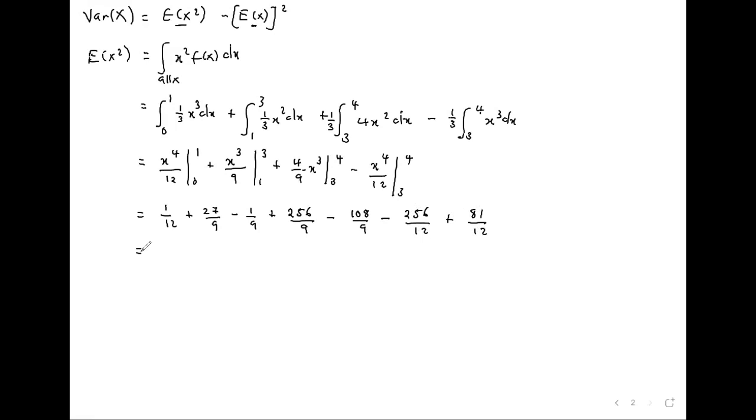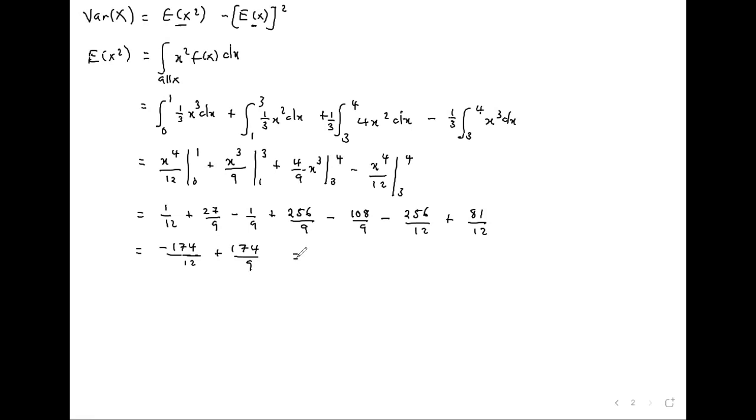Of course, so we have 1 minus 256 plus 81, that is negative 174 over 12. So I've gotten those with 12 as a common denominator. And then I'm now going for 9: 27 minus 1 plus 256 minus 108 is equal to 174 over 9.